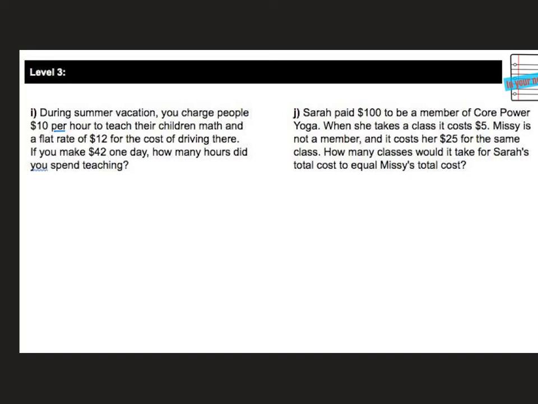So first off, this word per tells me we've got a variable here. So we'll say $10 for each hour, and then $12 for getting there. If you make $42 in one day, how many hours did you spend teaching? So my total looks like it's going to be 42. Total will go on one side of the equal sign.